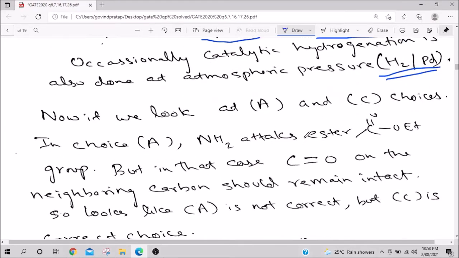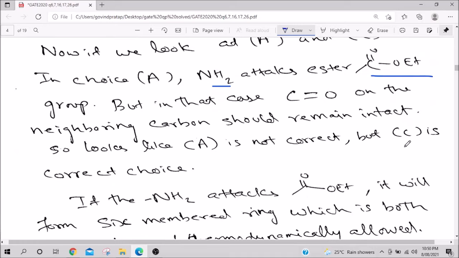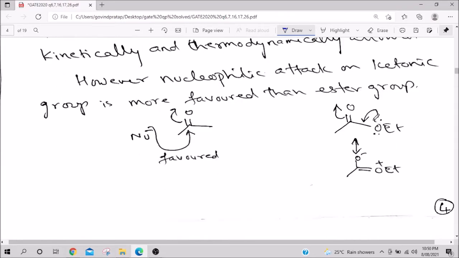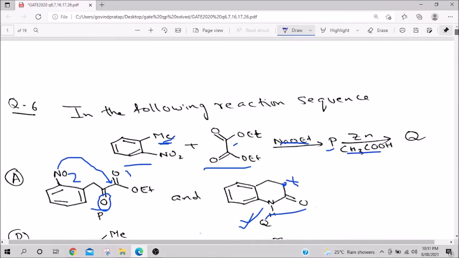Now in choice A, NH2 is attacking the ester. One thing we saw is that C double bond O was missing, so it looks wrong. Apart from that, why is it attacking C double bond O and not COOEt? Let me go back and explain to you.